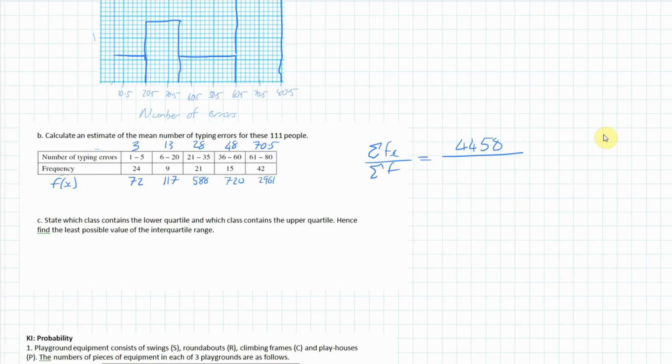That gives 4458, and this is going to be over a total of 111 people. And when I divide by 111, I'm getting 40.2.